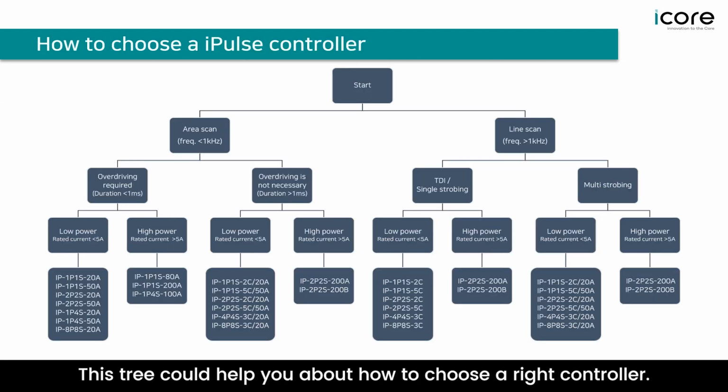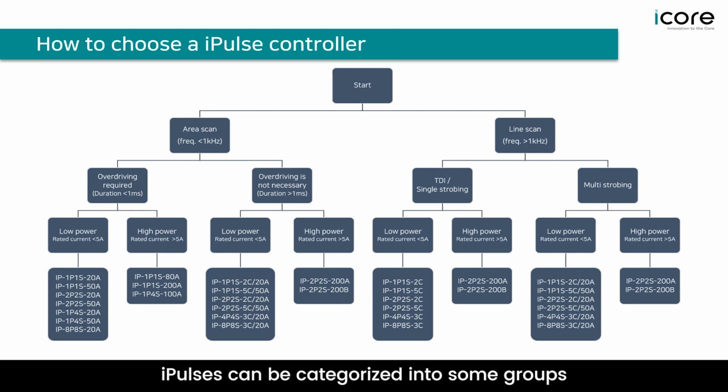This tree could help you about how to choose a right controller. iPulse can be categorized into some groups depending on whether it is for area scan or line scan, or if it is for low power or high power, or if overdriving is required or not.